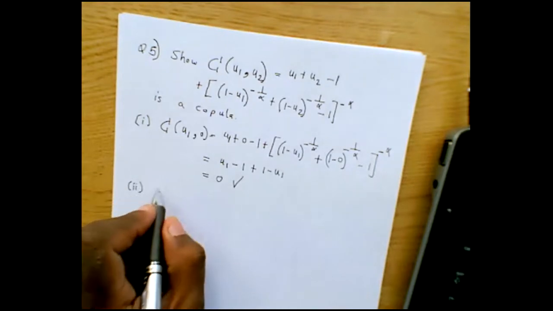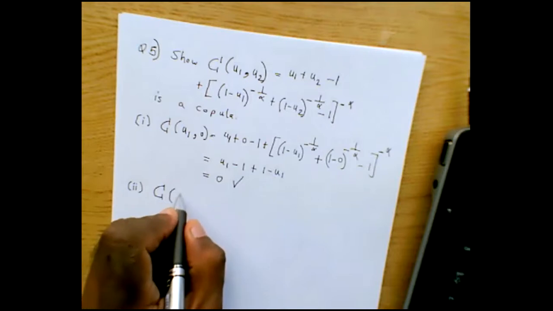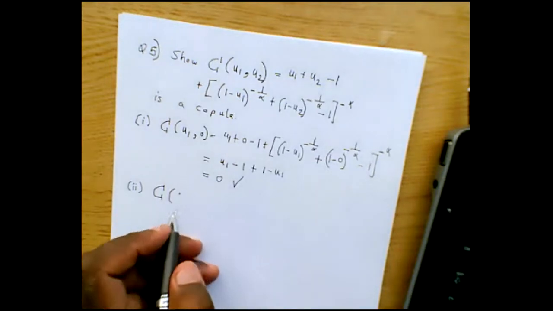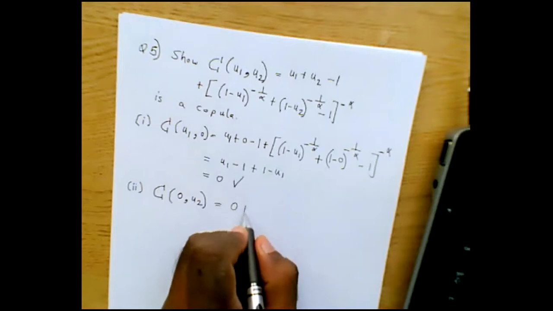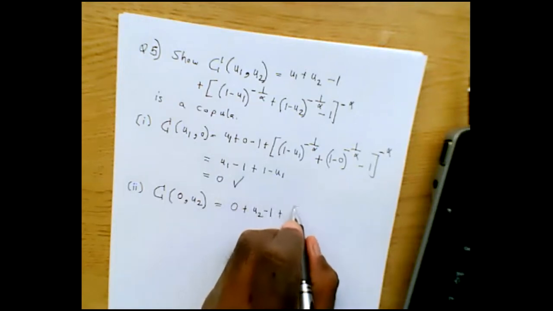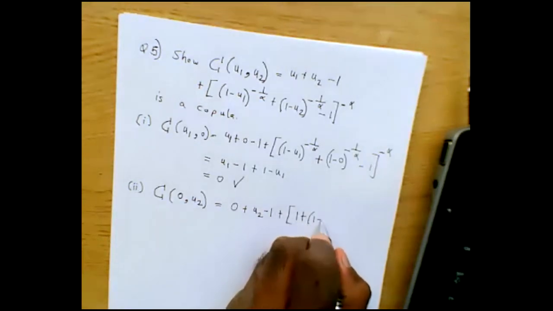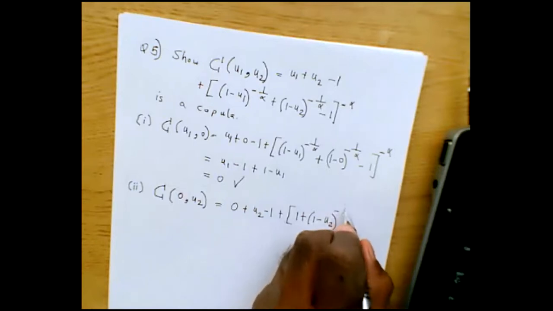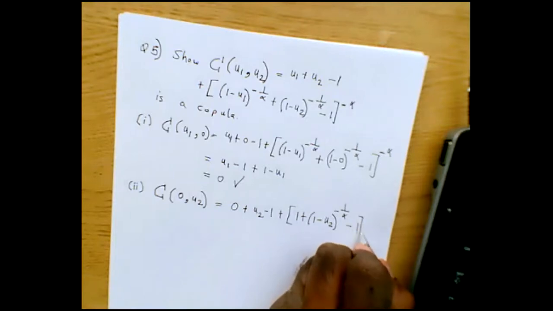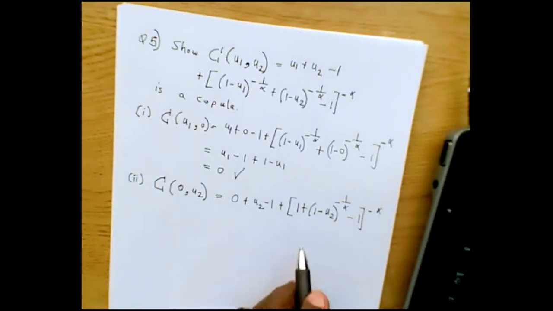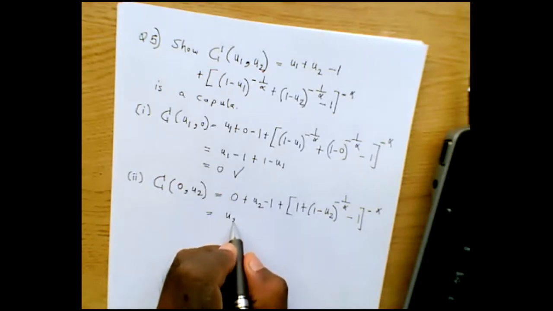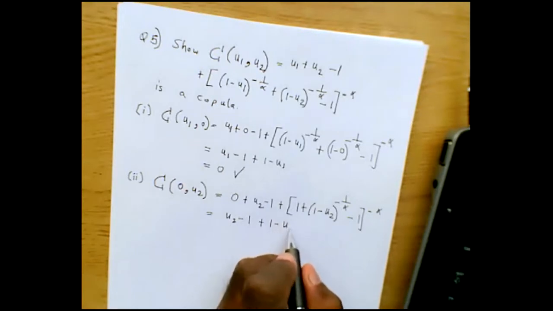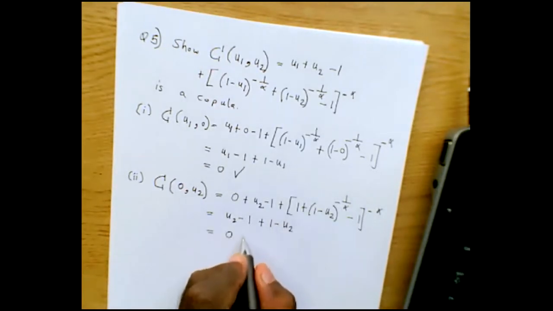Condition 2 is the following: C(0, U2). So it's going to be 0 plus U2 minus 1. Now the 1 and the 1 cancel out. So you get this power this, which is 1 plus, well, sorry, 1 minus U2, right? So this is 0. So condition 2 is satisfied.